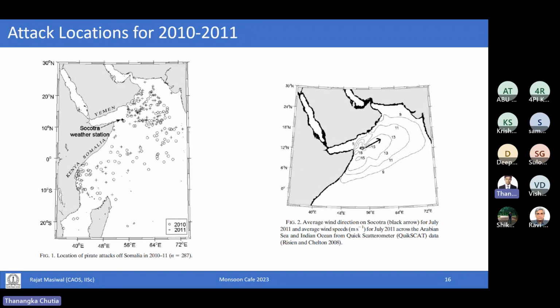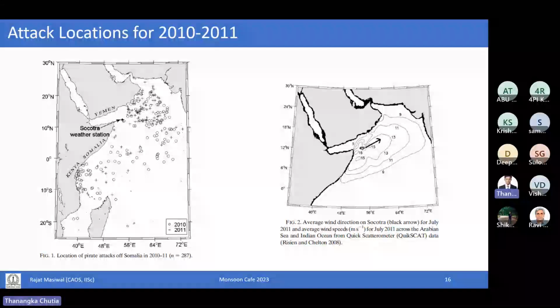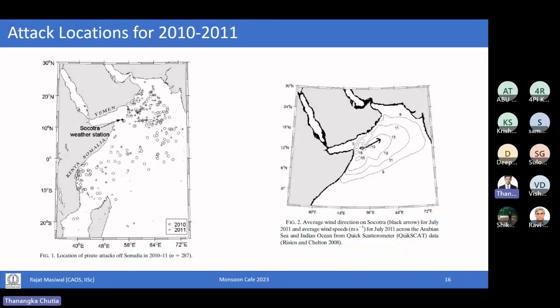This study has only been done for 2 years, and within these 2 years, these are all the reported piracy events. The pluses are for 2008 and 2011, and the circles are for the year 2010 in the Arabian Sea or the Somali region, and we can see there are a lot of these piracy events. This is like 287 events in just 2 years. And on the right, we have our favorite Somali jet.